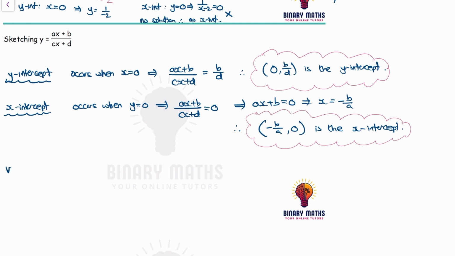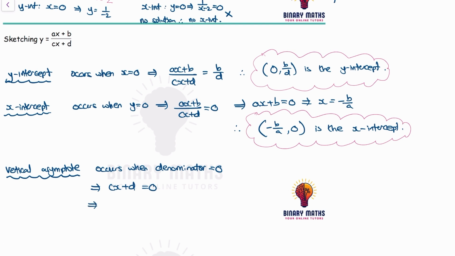Okay, now the vertical asymptote. So remember, we always get two asymptotes, the vertical asymptote and the horizontal asymptote. This occurs when the denominator equals 0, which implies cx plus d is equal to 0, which implies x is equal to minus d over c is a vertical asymptote.